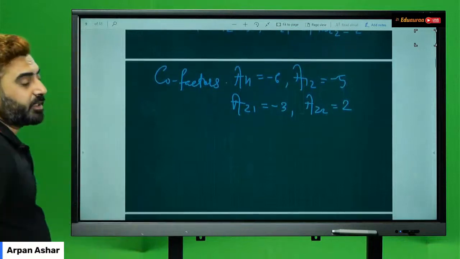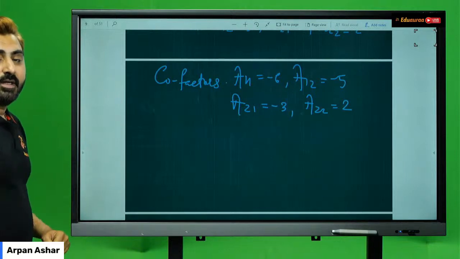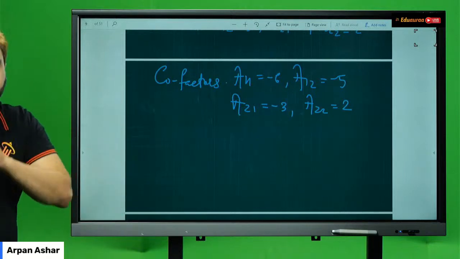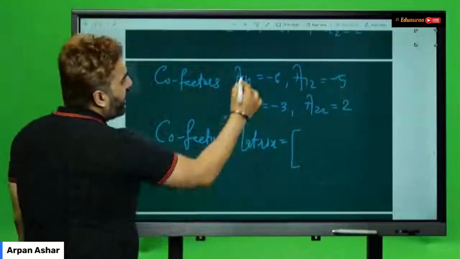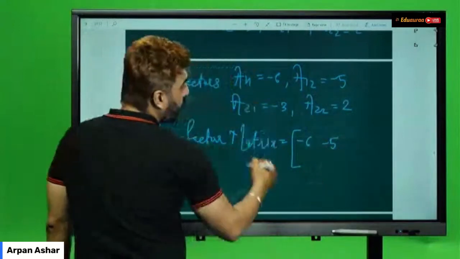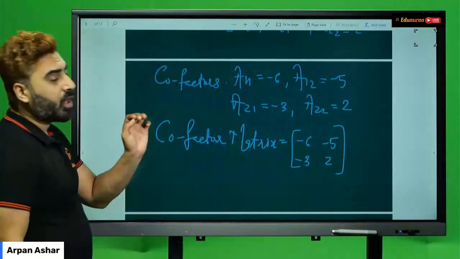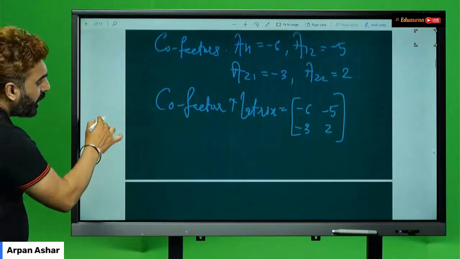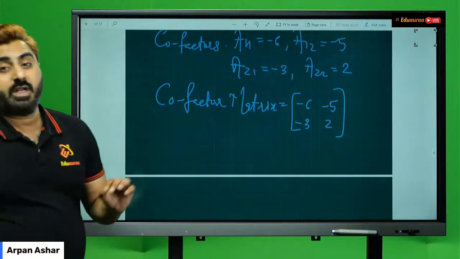अभी ये तो cofactors find कर लिए, हमें find करना है adjoint. सो जब ये cofactors find करते हो तो उसको एक matrix form में लिख दो. So the cofactor matrix क्या होगा, A11 की जगह पे -6, A12 की जगह पे -5, A21 की जगह पे -3 और A22 की जगह पे 2. ये हुआ cofactor matrix. Now in my previous session of matrices I told you about transpose of a matrix.